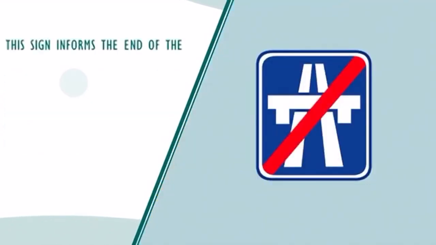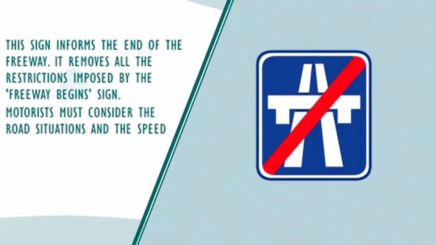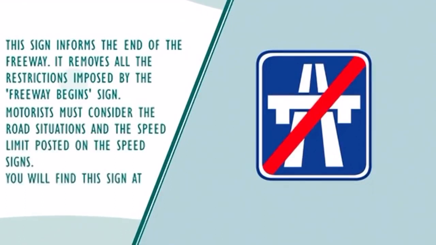This sign informs the end of the freeway. It removes all restrictions imposed by the freeway begin sign. Motorists must consider the road situations and the speed limit posted on the speed signs. You will find this sign at freeway exit ramps.